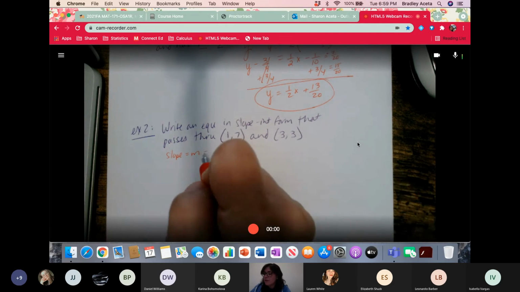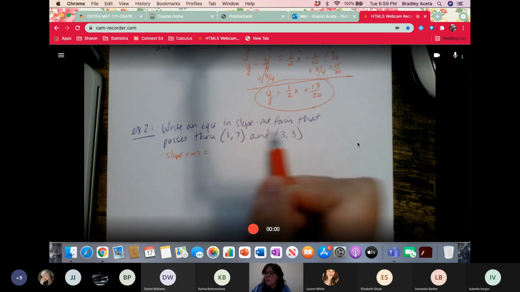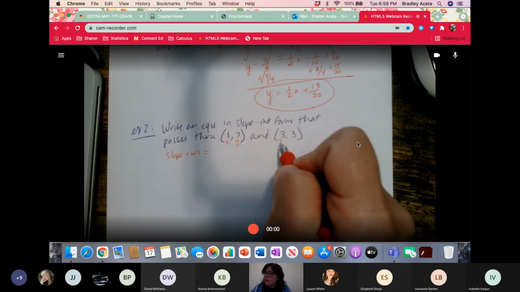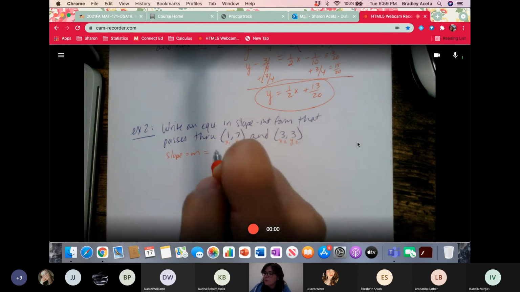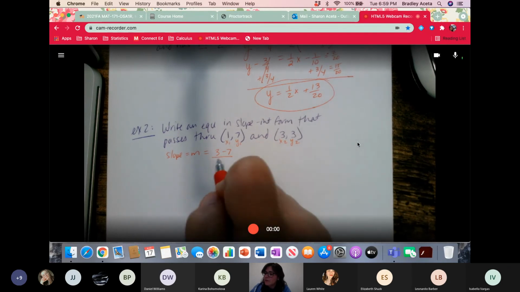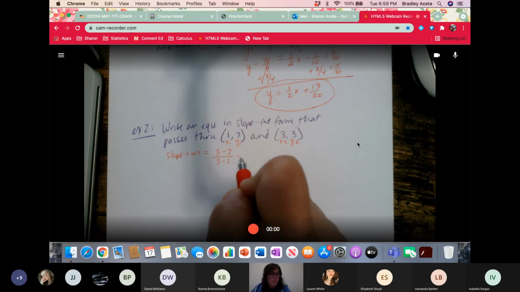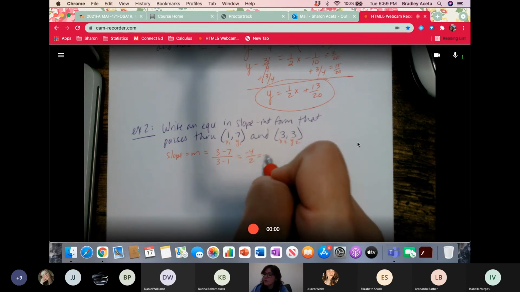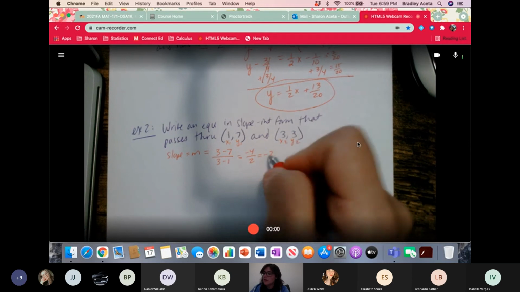Slope is, again, y2 minus y1. So again, if you have to label it, x1, y1, x2, y2: y2 minus y1 over x2 minus x1. So that's -4/2 or -2. There's your slope. That's your m.